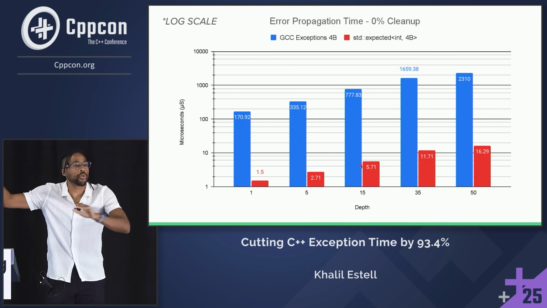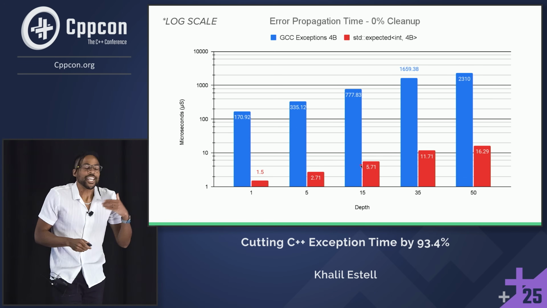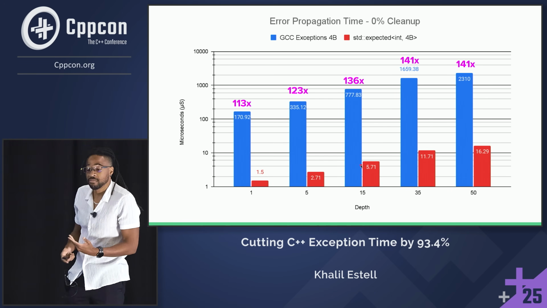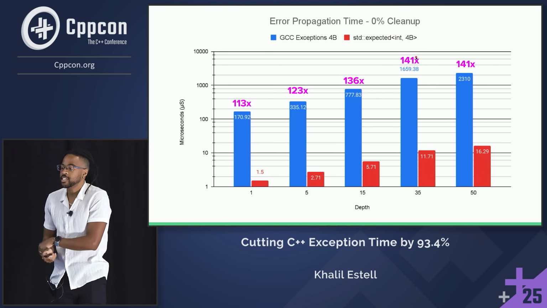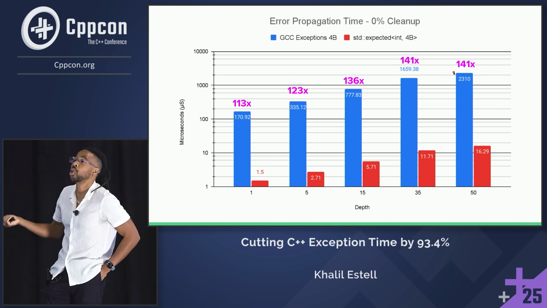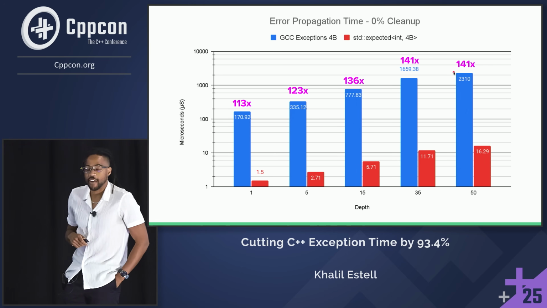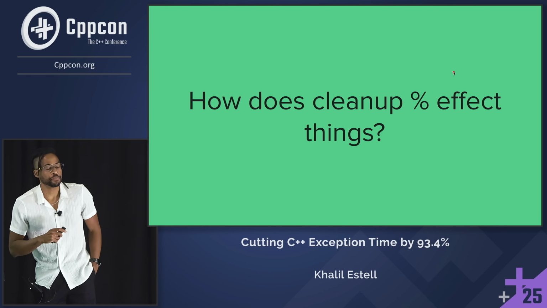I must say, this is a logarithmic scale, so you can actually see something on the screen. The difference between exceptions and result types is pretty bad. Currently with GCC, with a 0% cleanup and 4 bytes as the errors, you have between 113 to 141 times slower than returning up your integer. Not very good.